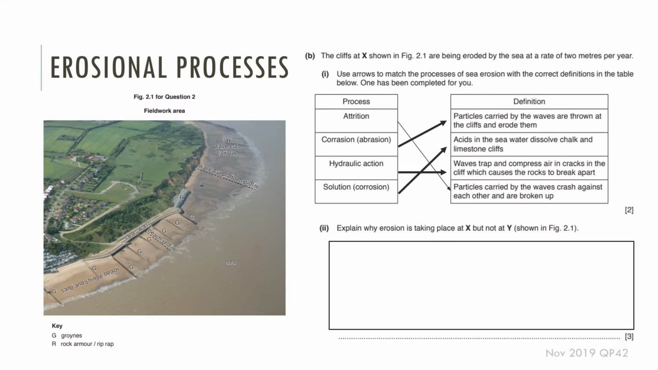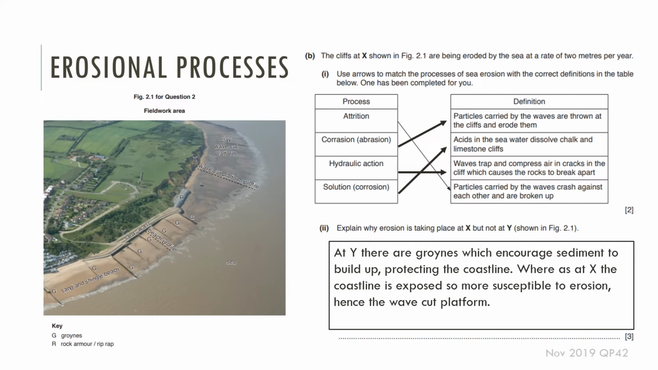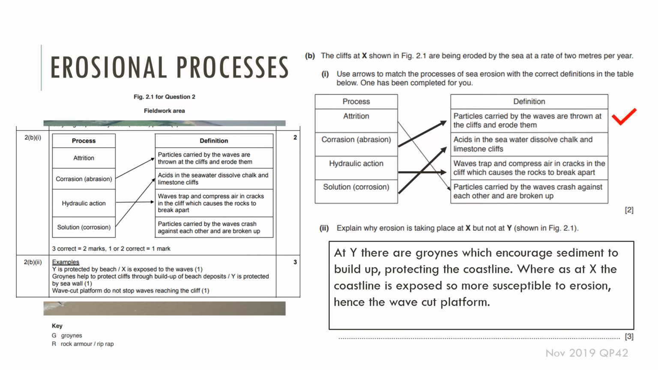So again, just match the terms here, and then explain why erosion is taking place at X but not at Y, linking to coastal management, so we can see at Y there are groins which are encouraging sediment to build up, protecting the coastline, whereas at X the coastline is exposed, so more susceptible to erosion, hence the wave cut platform. Remember, coastal defences are there to defend the cliff from erosion. So look at the mark scheme, yeah, ticking all the boxes nicely.